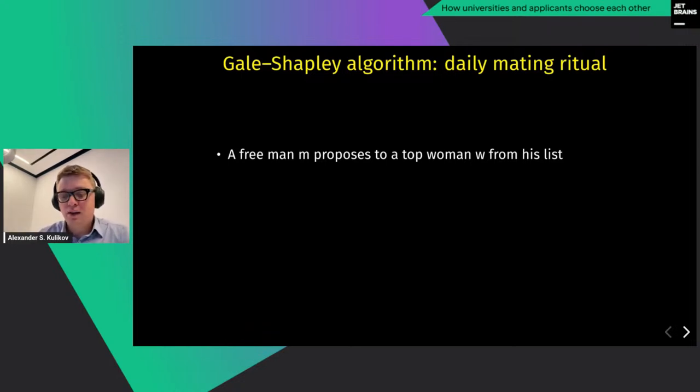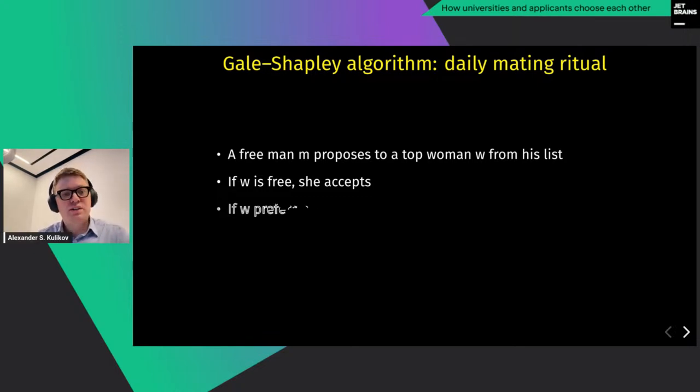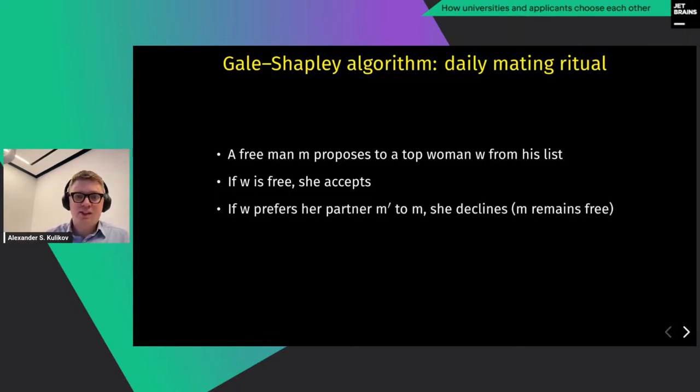Okay, so he goes and proposes to her, and then the woman W proceeds as follows. First of all, if she is free, she just accepts. At this point, they form a pair. However, if she is not free at this point, then she is engaged to some other man M prime. Then she starts to compare M prime to M. If she prefers M prime to M, then there is no reason for her to accept, right?